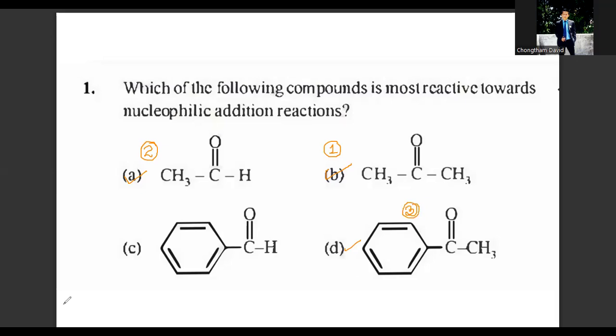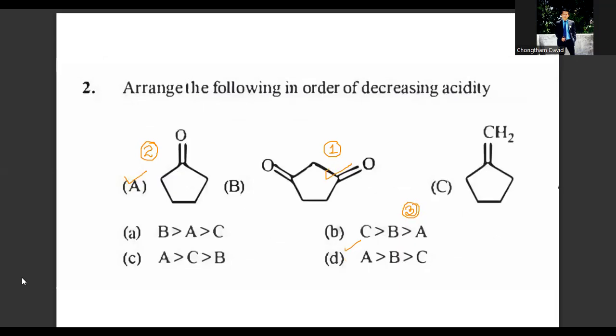Question number 2. Arrange the following in order of decreasing acidity. So if you observe carefully, the most acidic, option C contains the most reactive methylene group, followed by option A. So I'll give you the ranking here. 1, 2, then 3.